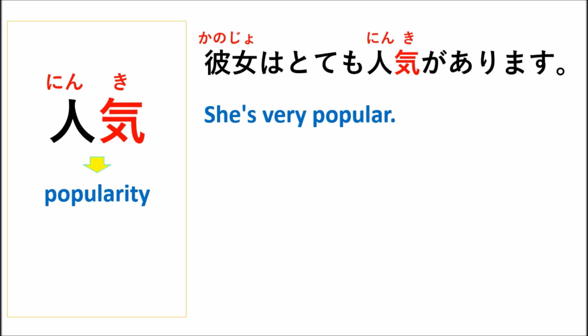人気 means popularity. The first kanji nin is from the kanji of hito. Hito means the person or the people. And ki means the mood, the feeling, and the emotion. So when we use the kanji for people with the kanji for feeling, it means the feeling they put in the people. So in a case like this, we say popularity. 人気, popularity.